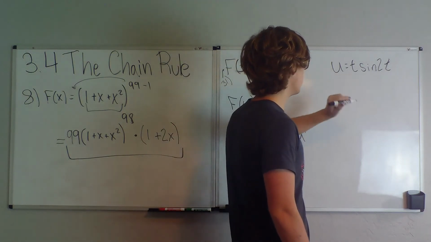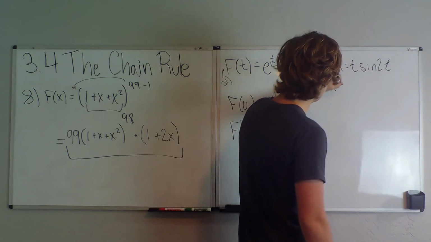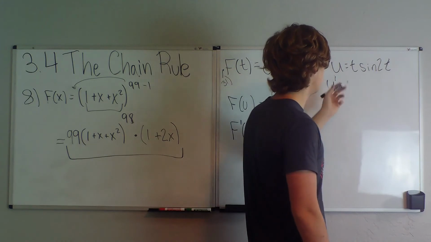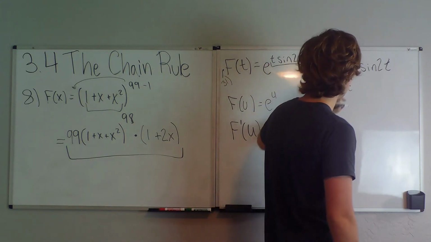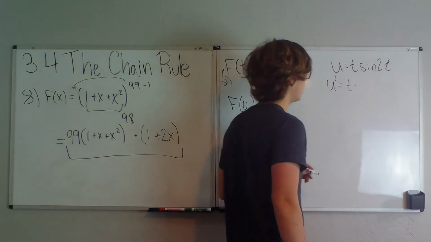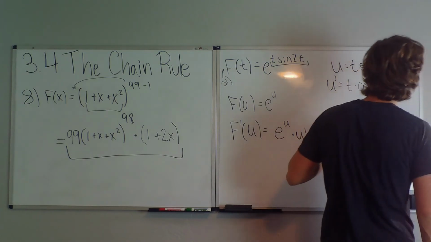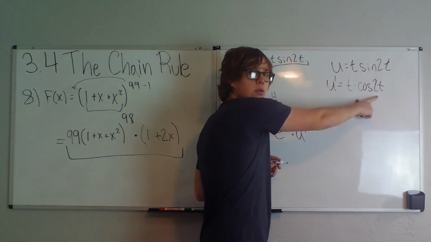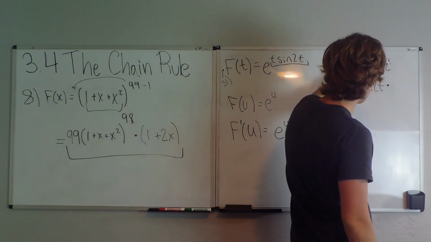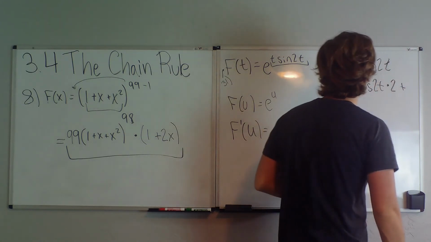Well, u is equal to t times sine 2t, so that means u prime is going to be the product rule. And then let's just do the product rule. First, the last. T times the derivative of sine 2t. Well, what's the derivative of sine? It's cosine. So we keep the cosine 2t. And then we're like, hey, wait. This 2t is a function inside of the cosine function. So we have to also multiply by the derivative of 2t.